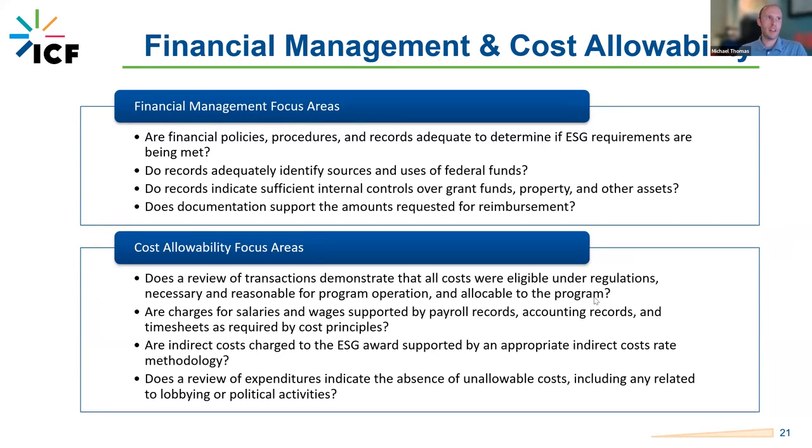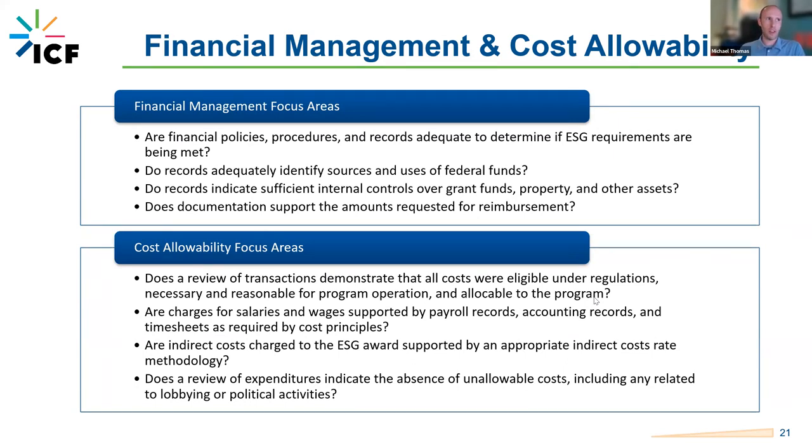So now we're thinking about financial management and cost allowability. We kept them together here because those two things do work hand in hand. For financial management, we're thinking, are financial policies, procedures, and records adequate to determine if ESG requirements are being met? So overall, when you think about your financial systems and your documentation, can you determine from all of that if the ESG requirements are being met?